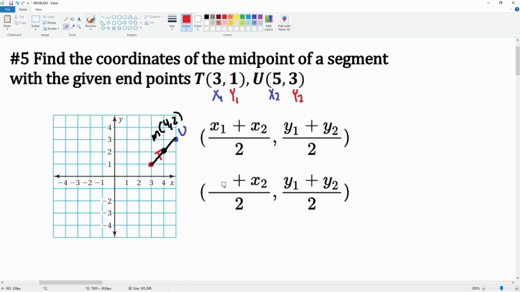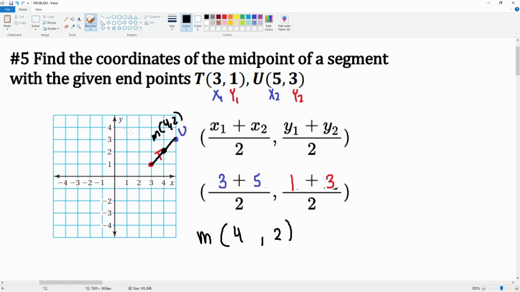So the x1 here and x2 here can be plugged in. So this is your 3 plus your 5. Then your y values are going to be plugged in, and here it is your 1 and your 3. Okay. 3 plus 5, which is 8, divided by 2, becomes 4. Then you have 1 plus 3, which is 4, divided by 2, which becomes 2, right? So this is that midpoint.